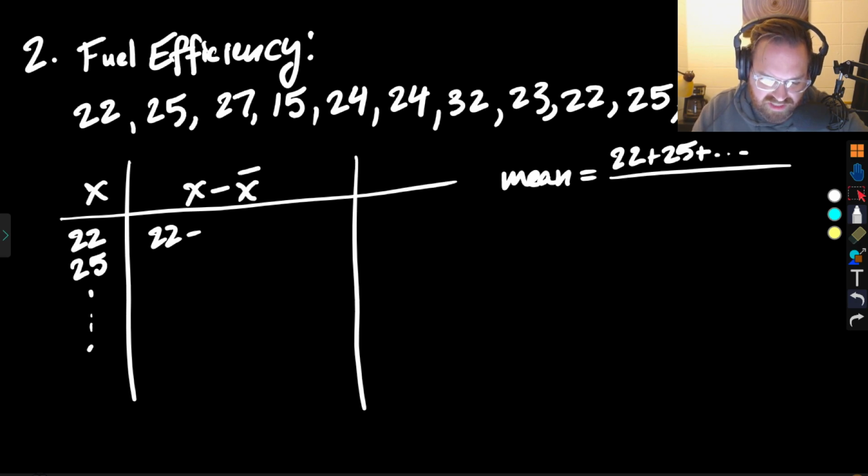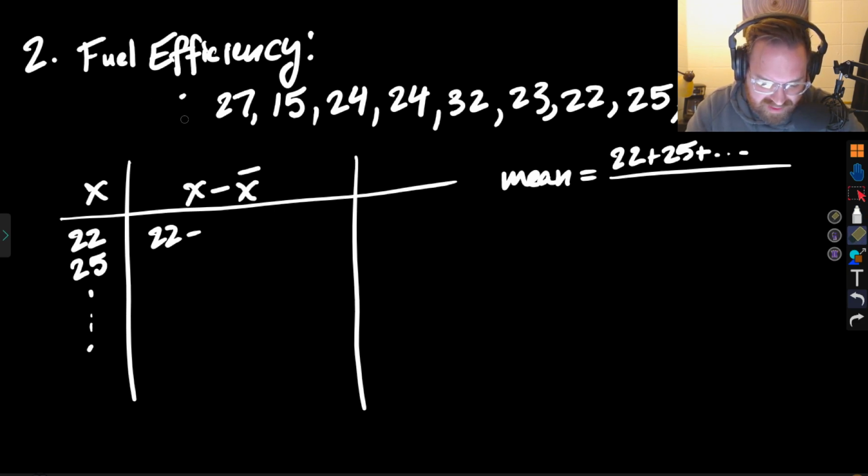Did I skip one? I feel like I skipped one. 22, 25, 27, 15, 24, 24, 32, 23, 22, 25, 22. Oh, I guess so. 1, 2, 3, 4, 5, 6, 7, 8, 9, 10. Why do I have 12 in that one? And did I count right? 1, 2, 3, 4, 5, 6, 7, 8, 9, 10. Yeah, I missed one. What in the world? Sorry. Time out. Let me figure out what this problem is. Oh, I did miss one. Okay, it was the third one.